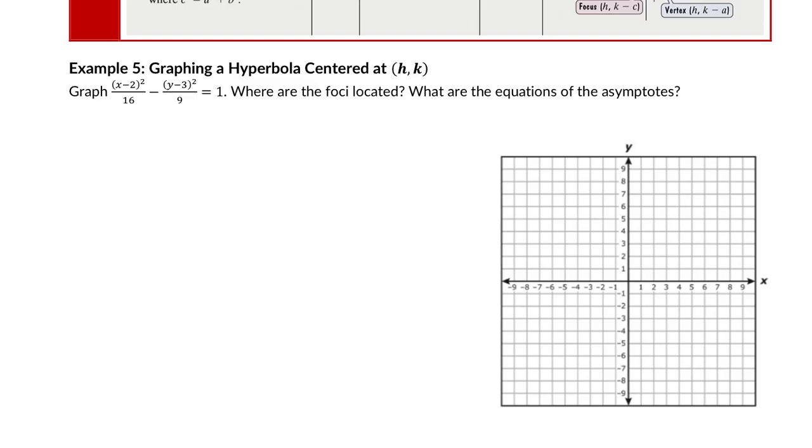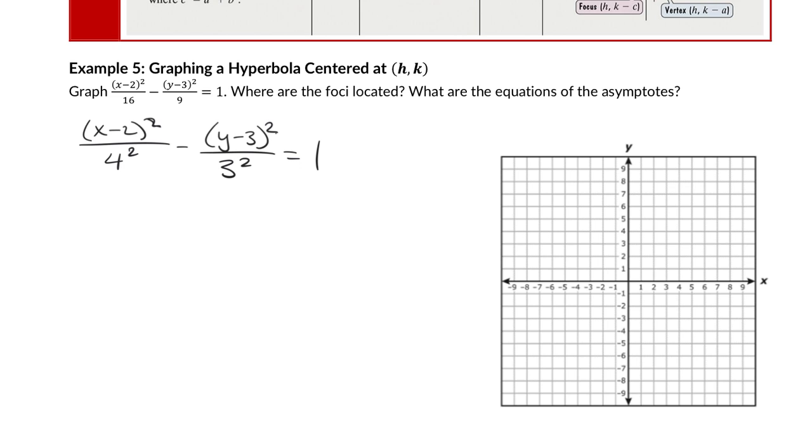Let's do it. Okay, first things first. Let's look at this equation. This equation is (x minus 2) squared over 4 squared, because 16 is 4 squared, minus (y minus 3) squared over 3 squared equals 1. Does this hyperbola have a vertical or horizontal transverse axis? Horizontal, which means it's going to open side to side.